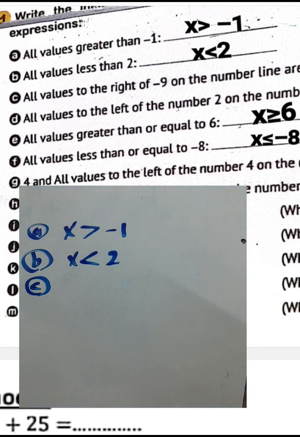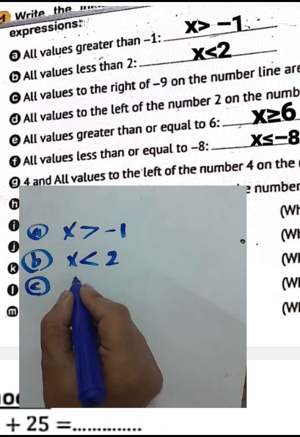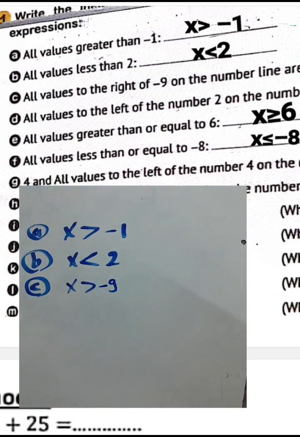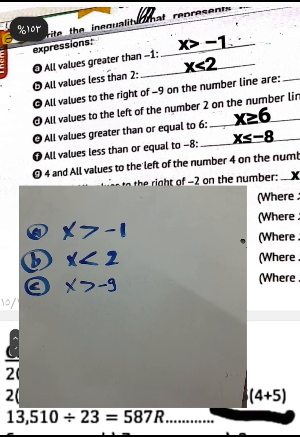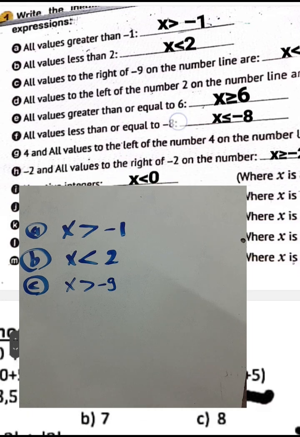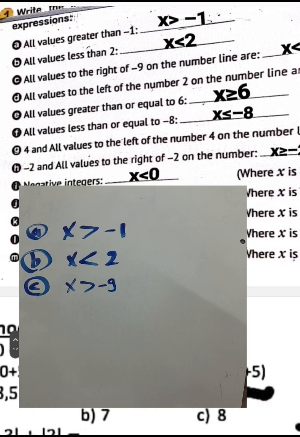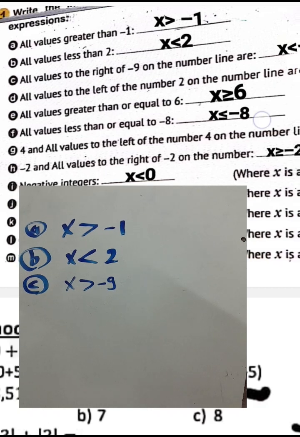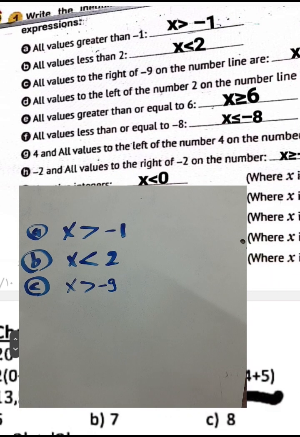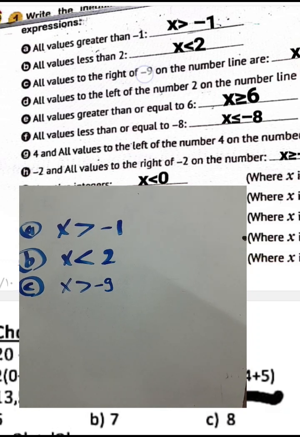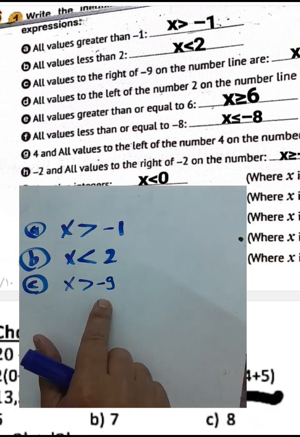Letter C, all values to the right of negative 9 on the number line, it will be x greater than negative 9, because it tells us all values to the right of negative 9. Okay, the right of negative 9, it's meaning more than.